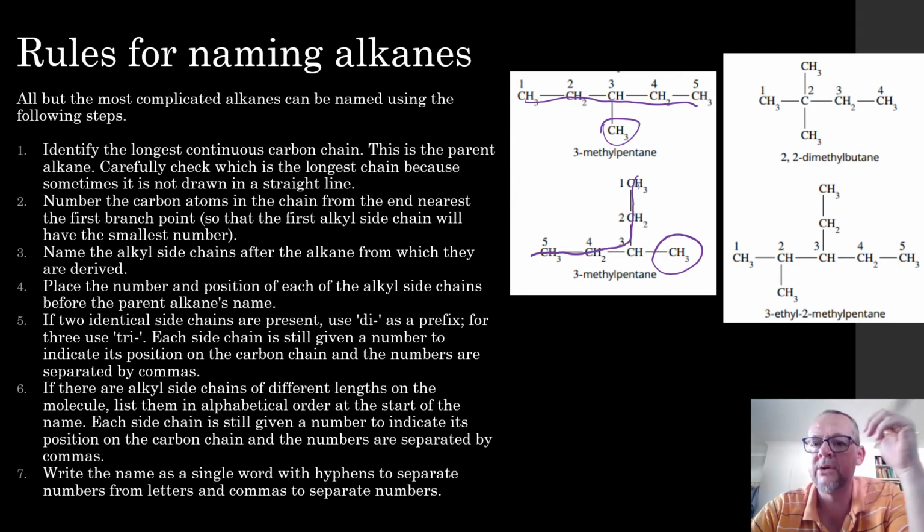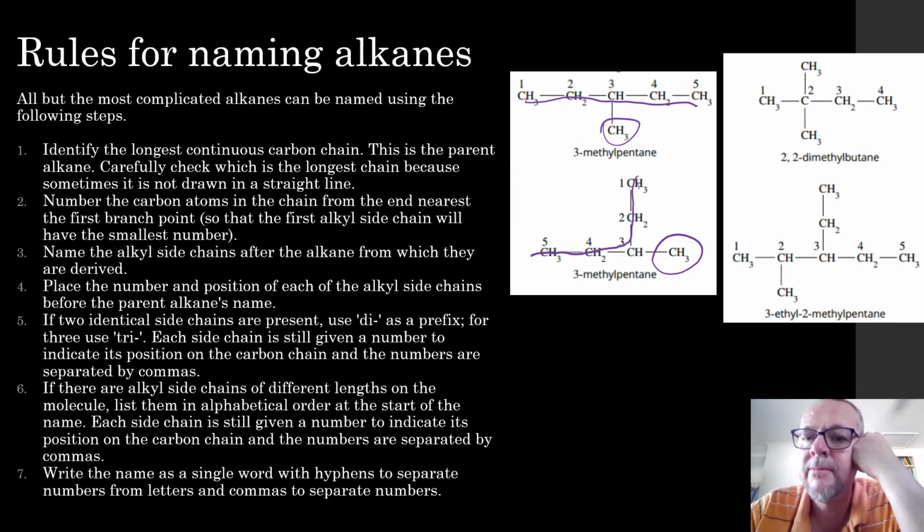So let's look at our 2,2-dimethylbutane. Our first branch point is closest to the left-hand side. I can see 2 methyl groups, and they're on the 2nd carbon. So it's 2,2. It's a dimethyl because there are 2 methyls. And then it's a butane because I can see 1, 2, 3, 4 carbons in the backbone there.